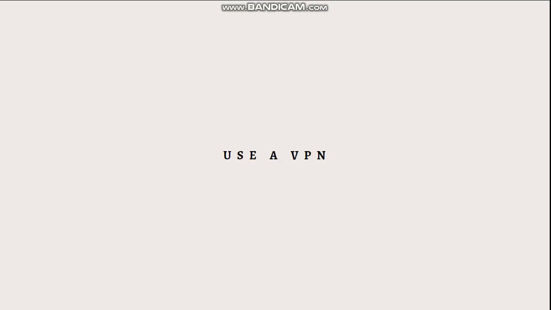Next is to use a VPN. A virtual private network, or a VPN, can help bypass certain network restrictions by encrypting your internet traffic and routing it through different servers. However, using a VPN may violate your school's policies, and many schools have measures in place to block VPN usage. So it is essential to check your school's policies before using a VPN and understand the potential consequences.